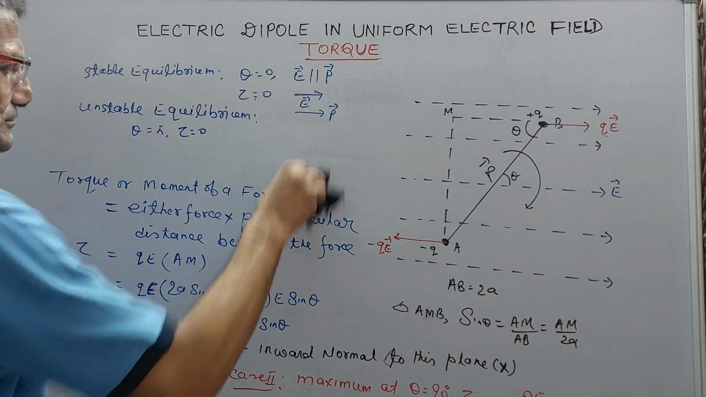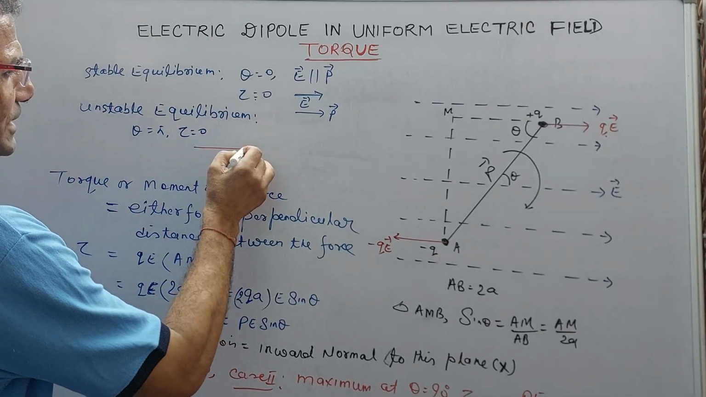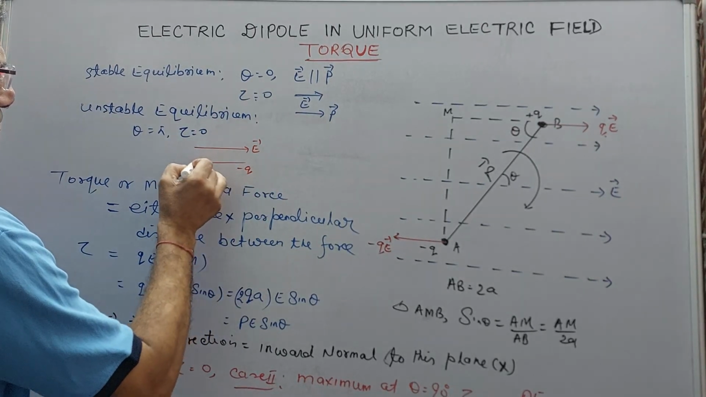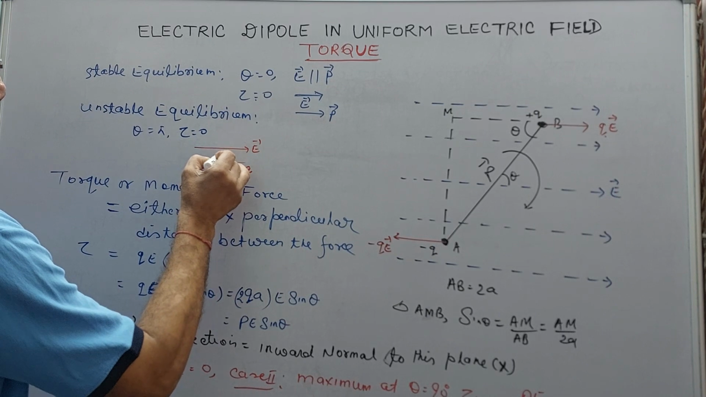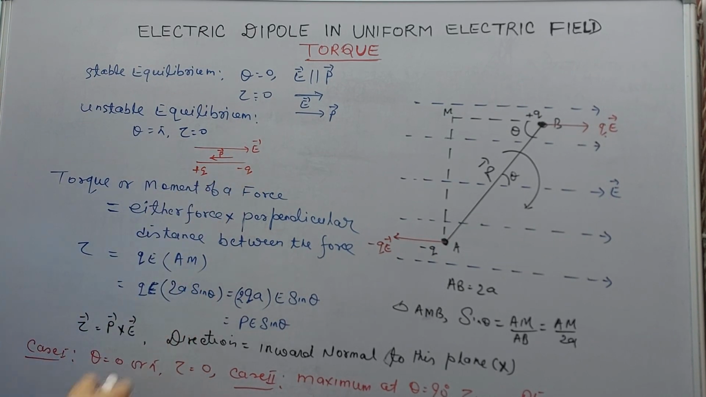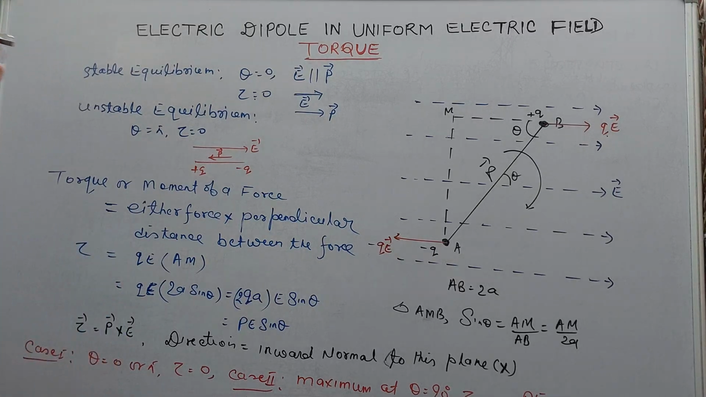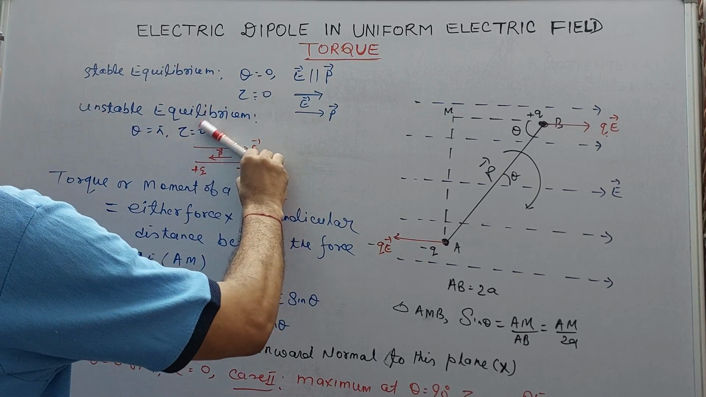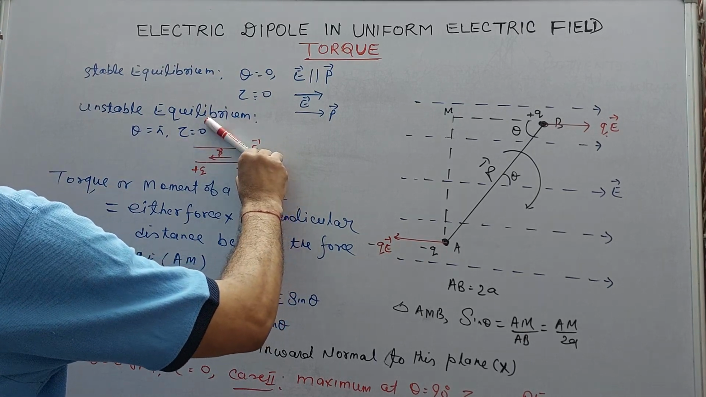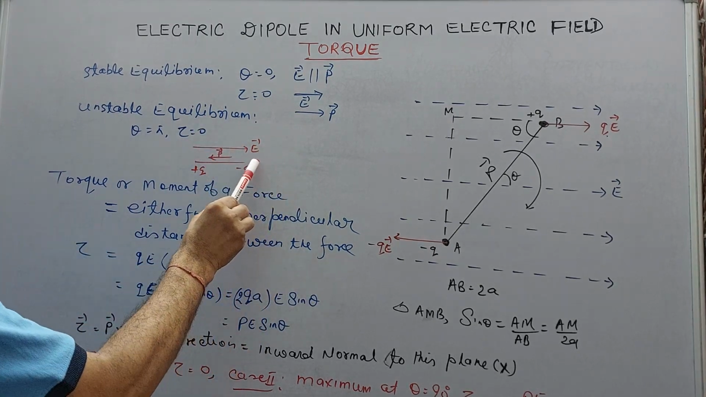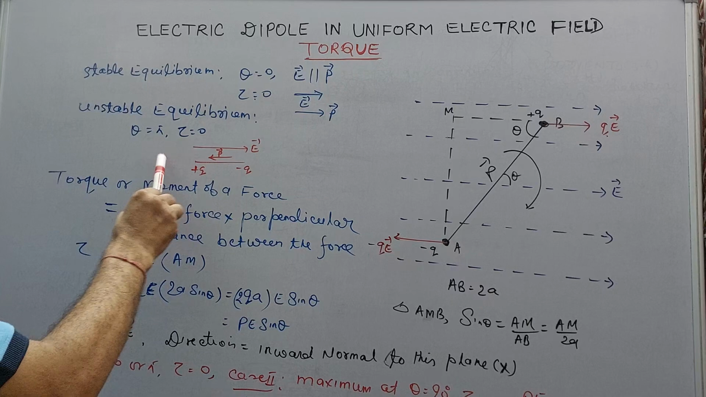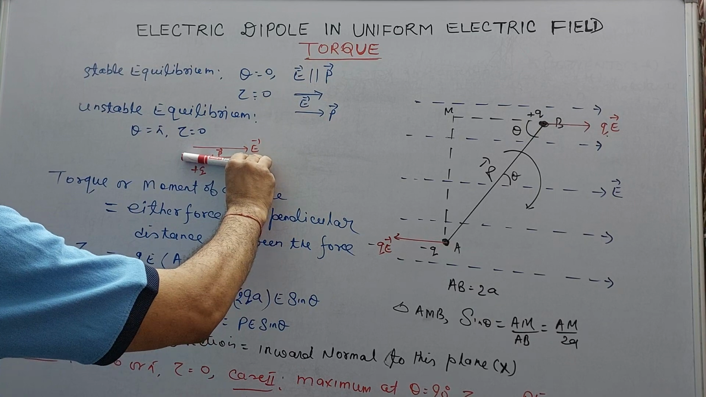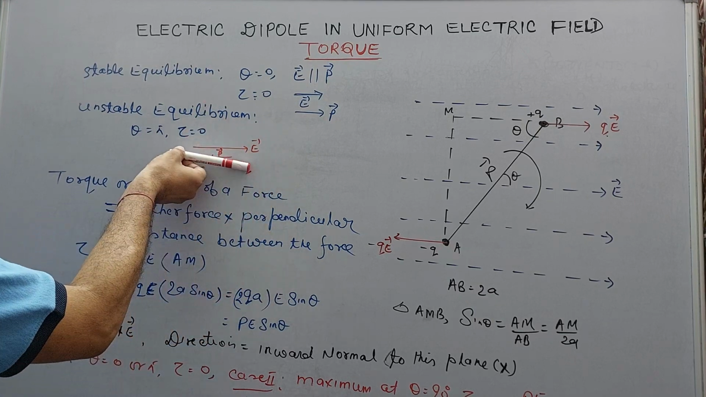Let us suppose your electric field is along this one and your dipole moment is along this one, with minus q and plus q. They are anti-parallel. If you displace the dipole from this position, either rotating clockwise or anti-clockwise, it will not come back to this position. This is the position of the dipole in unstable equilibrium. If you disturb the dipole from this position, it will not come back, so it will go to the stable equilibrium position.